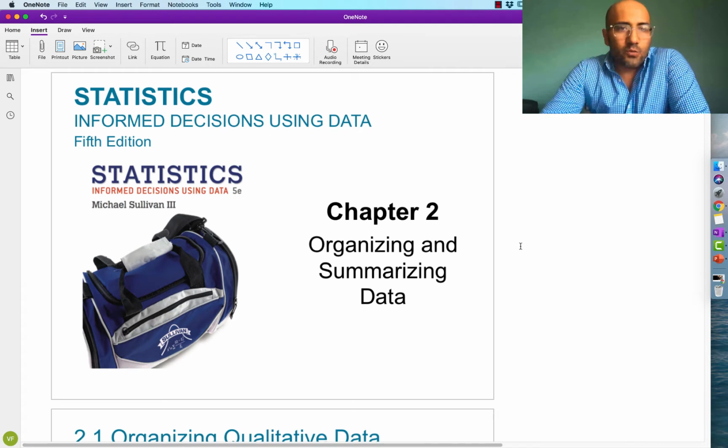All right, let's continue with chapter 2. Chapter 2 is about taking our data and finding ways to present it, organizing and summarizing the data and presenting it in ways that viewers can digest the data, understand it, and maybe even have a little fun with it, depending on what the data is and how you're presenting it.